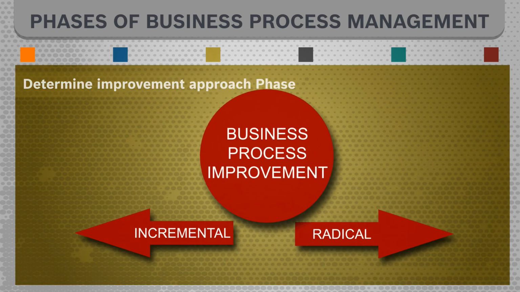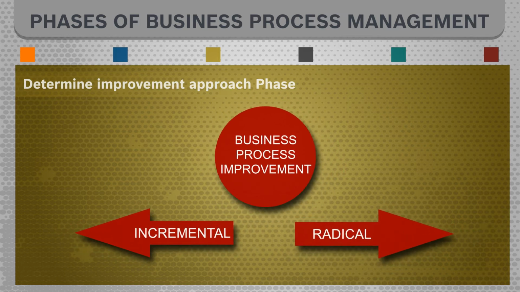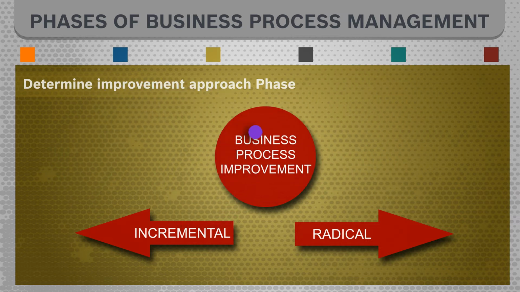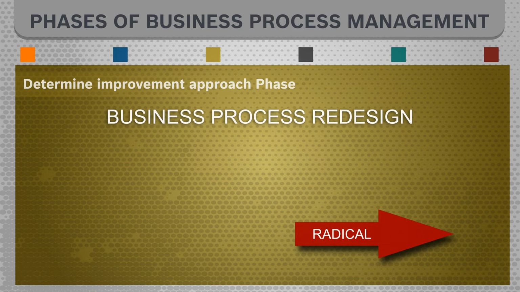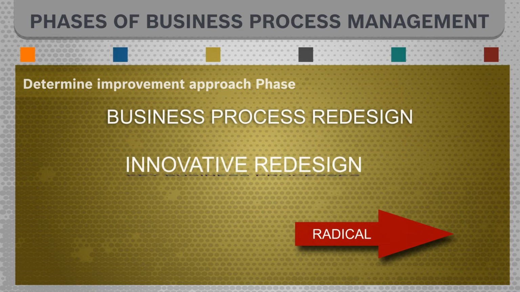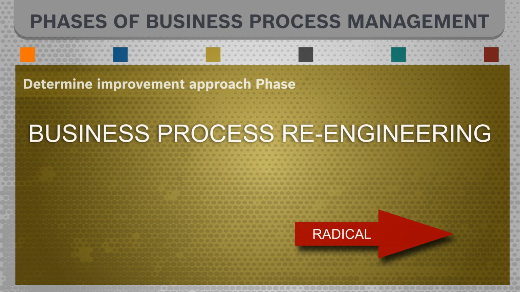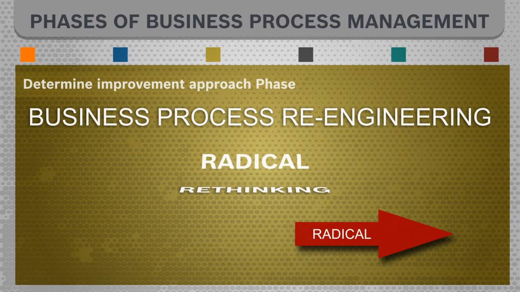Business process improvement is done on an incremental or a radical basis. There are multiple types of approaches one can use to improve business processes. For radical improvement, one can make use of the following approaches. Business process redesign. This is the innovative redesign of key business processes to achieve breakthrough improvements in business performance. Business process reengineering, or BPR, is the fundamental rethinking and radical redesign of major business processes.